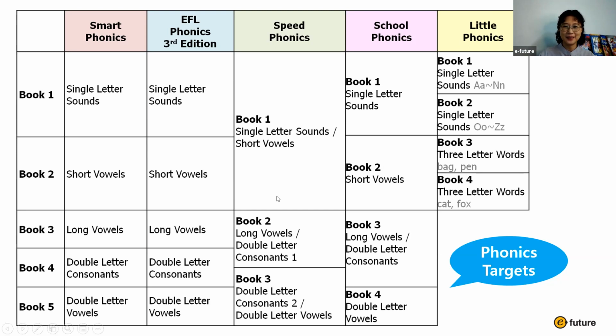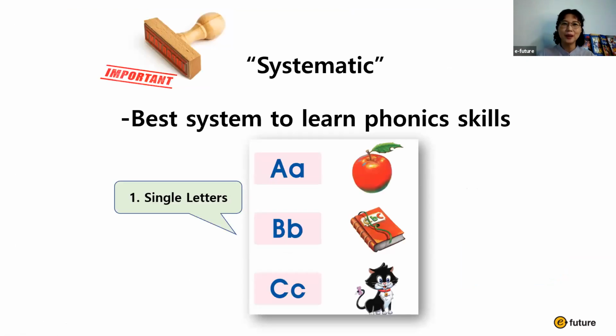Okay, so let's look at the system a little bit more. I said the eFuture phonics system is the best system for EFL learners, right? It's proven. We have the best-selling phonics series. We export our phonics series to 20 different countries in the world, right? Japan, China, and also Colombia, Mexico, Ecuador, all over the world. So it's proven. A lot of teachers used it and they like it.